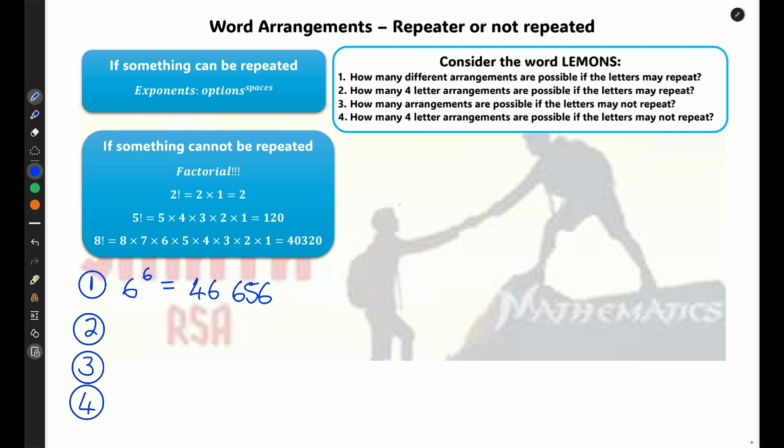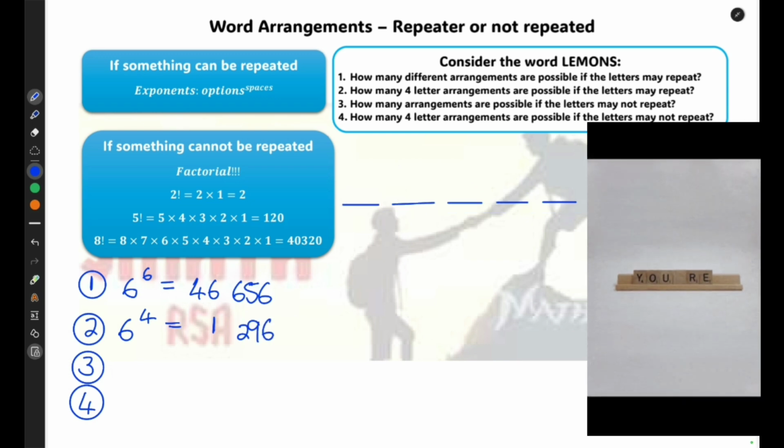Question 2. How many 4-letter arrangements are possible if the letters may be repeated? Okay, so now I don't have 6 anymore. I now just have 4 spaces. So I'm just drawing the 4 spaces, but it may be repeated. So it can be 4 L's or 4 E's, or I don't know what it's going to be, but there's 6 options in each of the spaces which I am multiplying for that counting principle. So therefore the answer is 6 to the power 4, which would then just be 1296.